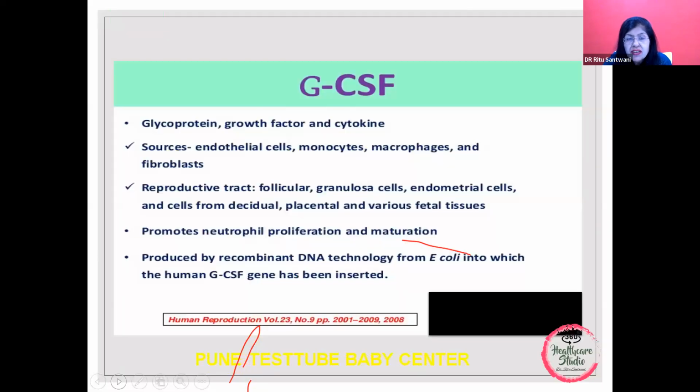So as we all are aware, it is a glycoprotein, growth factor, and cytokine. The sources, as we all know, are endothelial cells, monocytes, macrophages, and fibroblasts. In the reproductive tract it promotes neutrophil proliferation and maturation. It is produced by recombinant DNA technology from E. coli, in which the human Gcsf gene has been inserted.